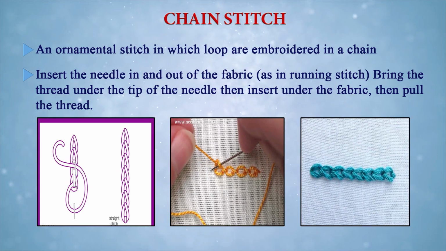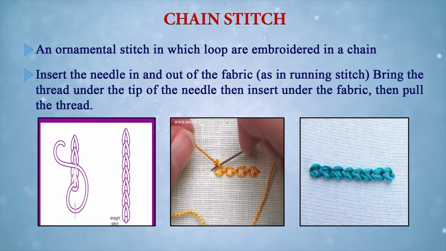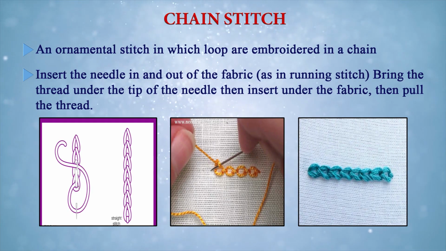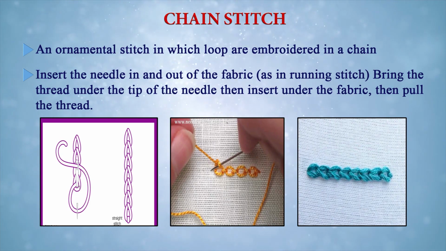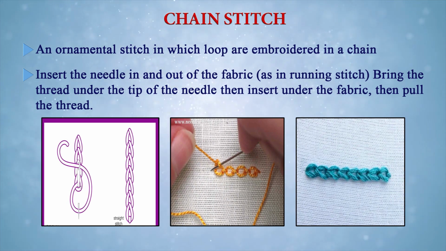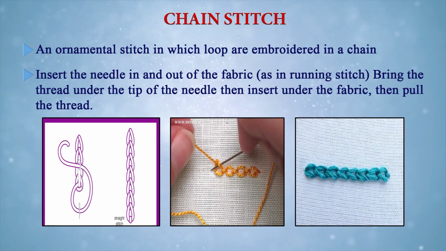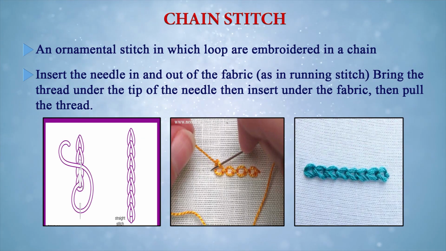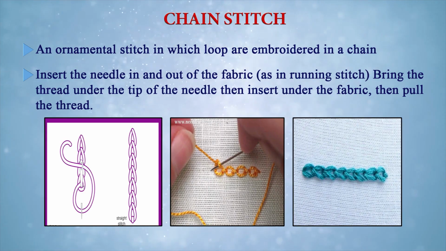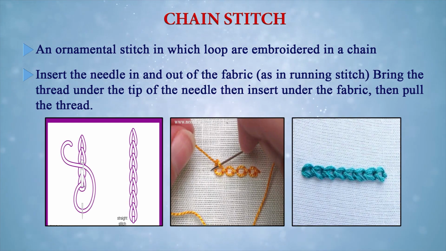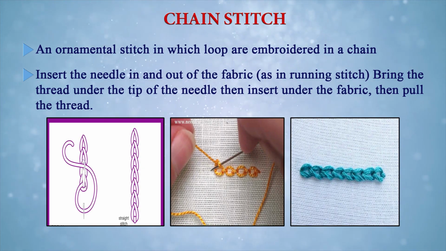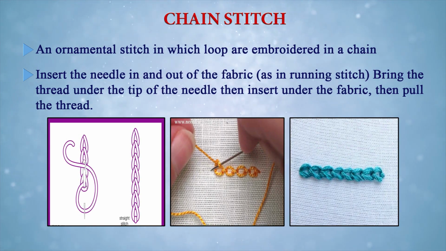We just insert the needle in the fabric and make one running stitch, and then we make a loop above the needle. When the loop is created, we take the needle out from that loop and insert it in the fabric again. Doing this in a continuous and even manner creates a design like the chain we have created on the fabric.